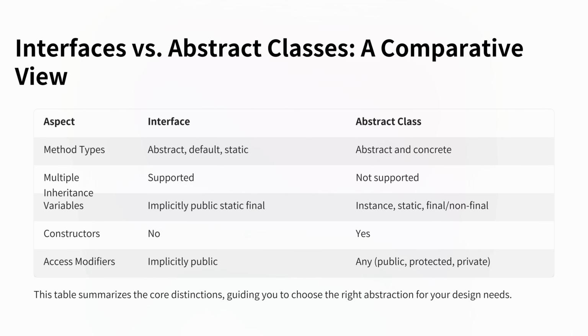Interfaces versus abstract classes: a comparative view. Aspect, interface, abstract class. Method types: abstract, default, static for interfaces; abstract and concrete for abstract classes. Multiple inheritance: supported for interfaces, not supported for abstract classes. Variables: implicitly public static final for interfaces; instance, static, final, and non-final for abstract classes. Constructors: no for interfaces, yes for abstract classes. Access modifiers: implicitly public for interfaces; any, public, protected, private for abstract classes. This table summarizes the core distinctions, guiding you to choose the right abstraction for your design needs.